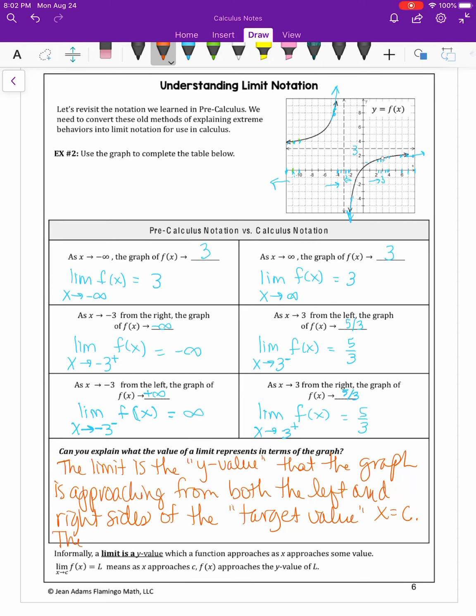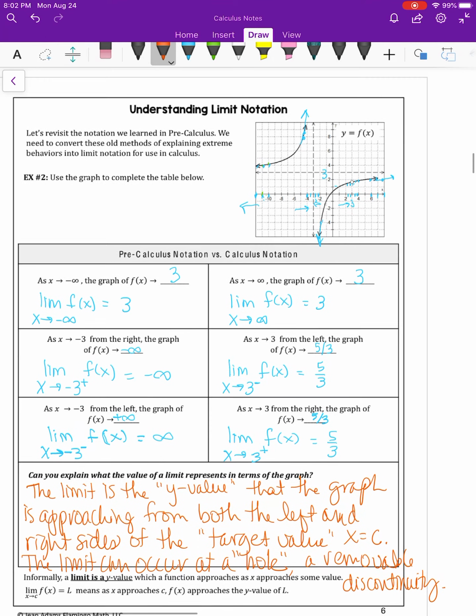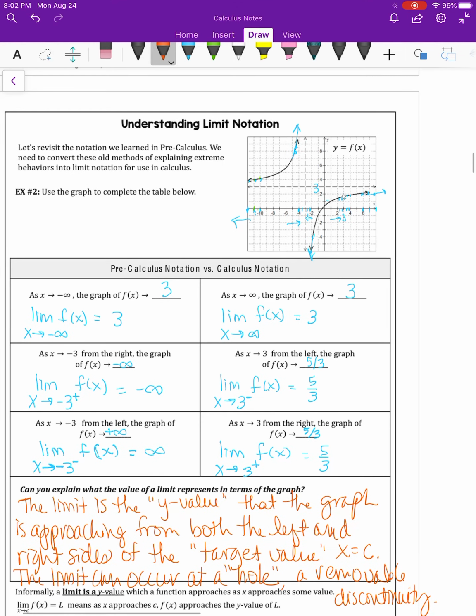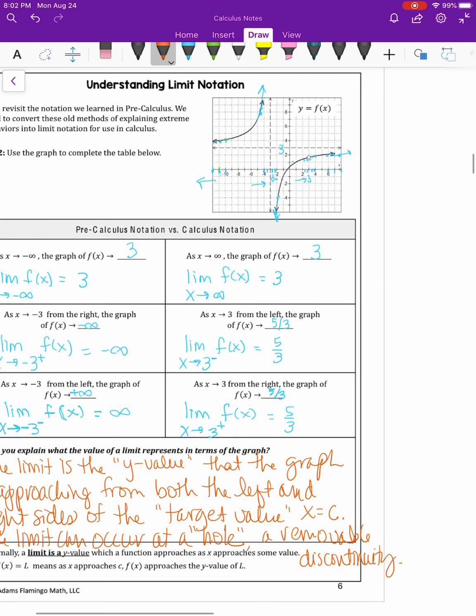The limit can occur at a hole, and I'm going to put that in quotes, a removable discontinuity. I don't know if you remember that from last year, but holes are considered removable discontinuities. So let's look back here. If your left-hand limit and your right-hand limit go to the same value, then your limit exists.